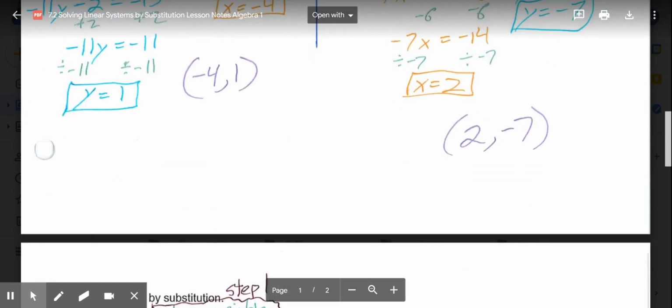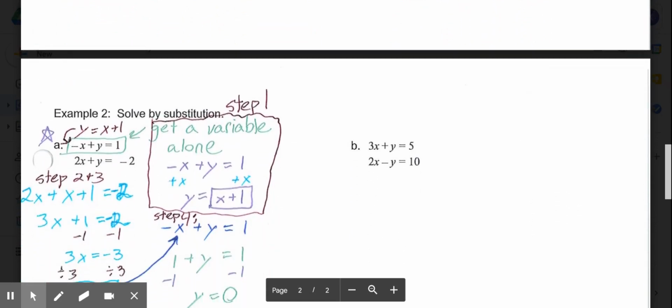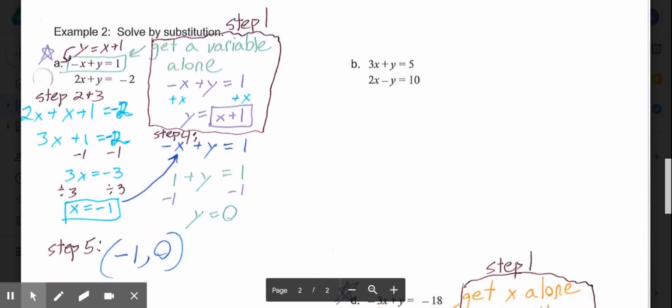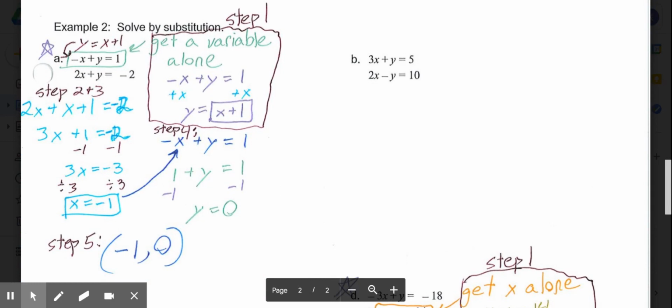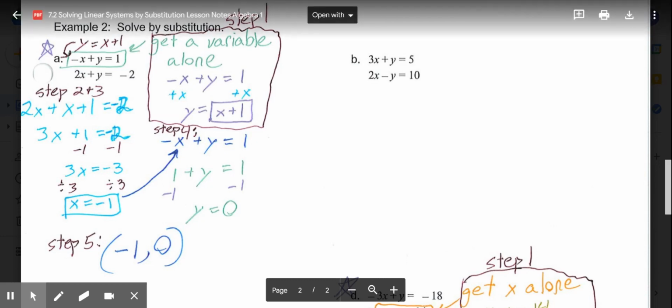So now on the back page, we're going to look at 3 examples. I know there's 6 there, but we're just going to go through 3 of what happens if step 1's not already done for us. So how do we know which equation to choose to solve for a variable? Well, the answer is it doesn't matter. What I do is I look at my 2 equations and just think which one would be the easiest to get a variable alone.